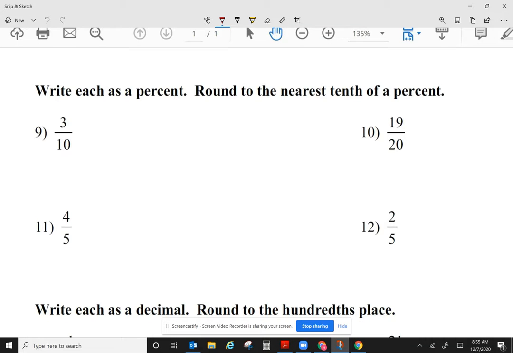Now we're going to learn how to write a fraction as a percent. First of all, I want to write my fraction as a decimal. There are two ways I showed you how to write a fraction as a decimal. One of them was by dividing, and the other one was by using the denominator, the number at the bottom.